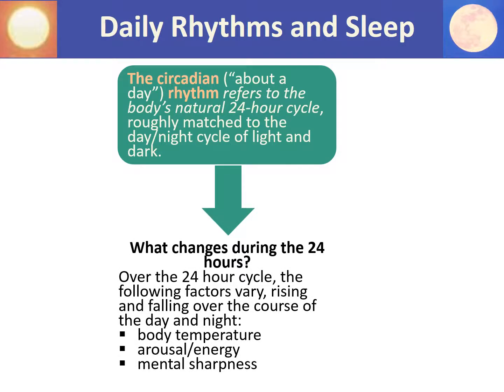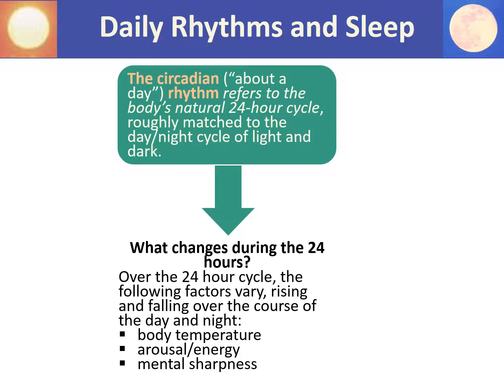The circadian rhythm is a 24-hour biological clock, and it generally keeps us awake during the day and asleep at night. Besides sleep, it also regulates body temperature, arousal, and energy and mental sharpness. So most of us that are on a regular circadian rhythm, we get a lot done in the morning, we have a lot of energy, and then as the night comes on, we start getting tired and we want to go to sleep. Another problem with the circadian rhythm is among blind people.